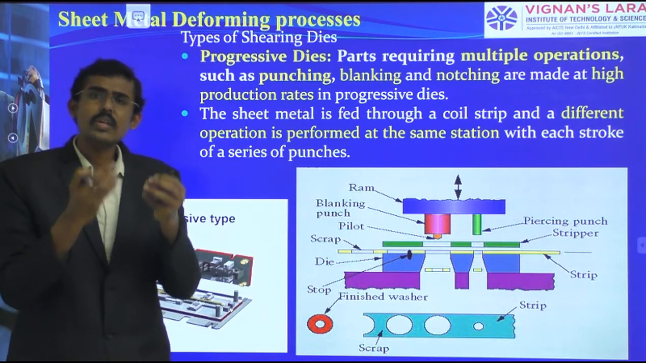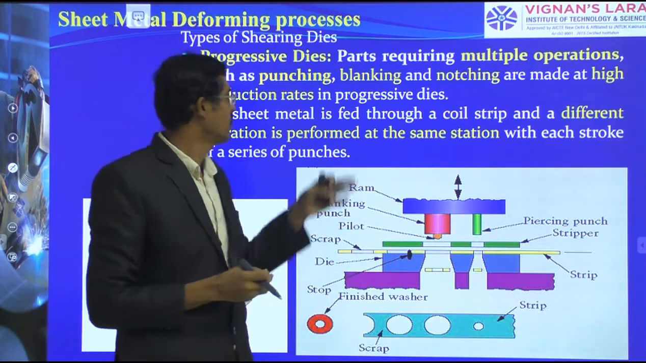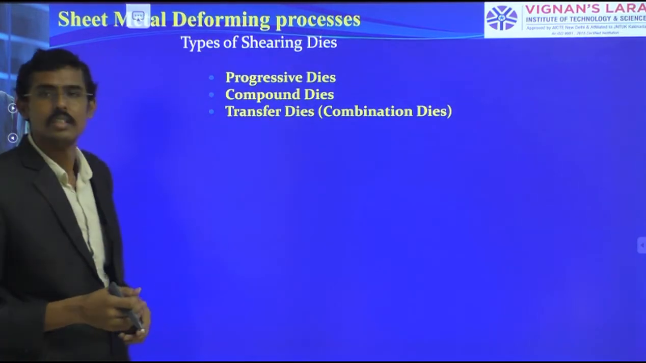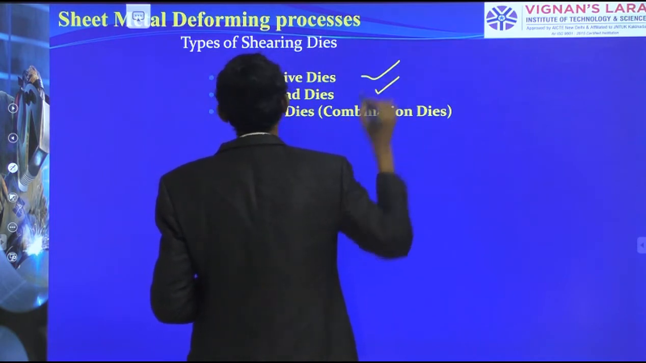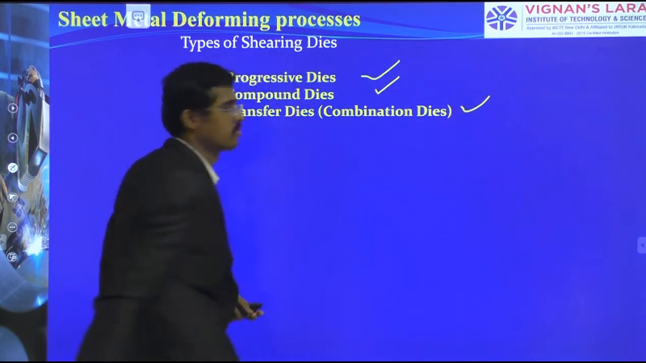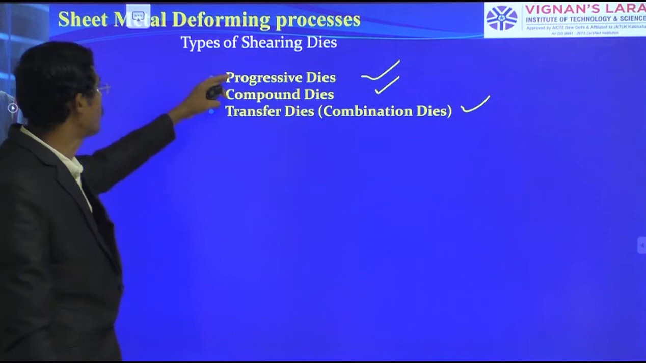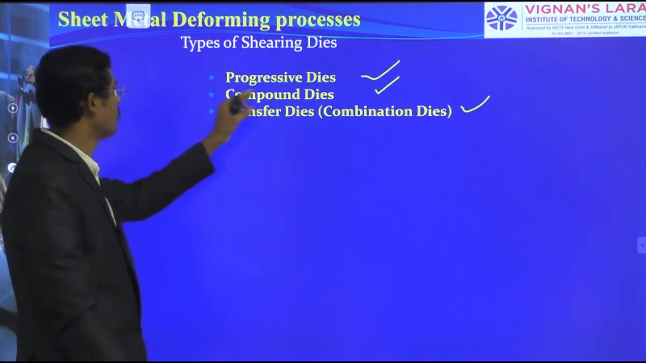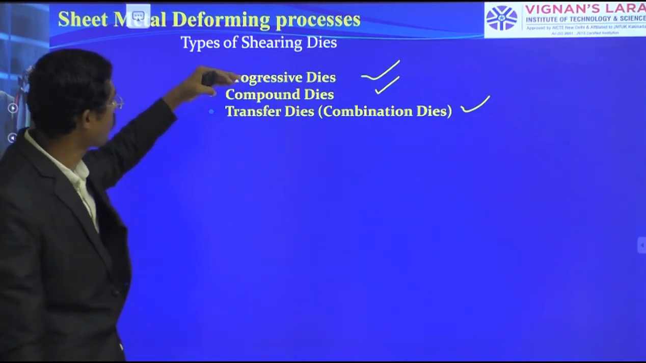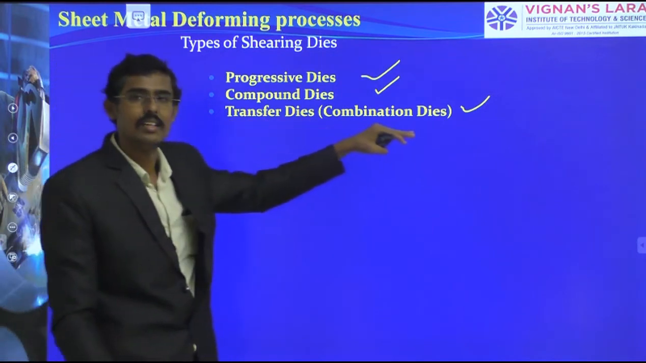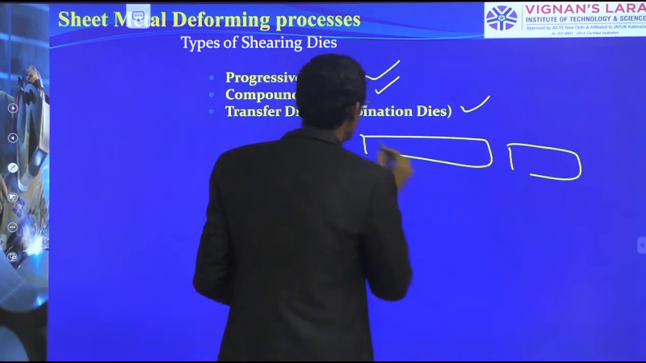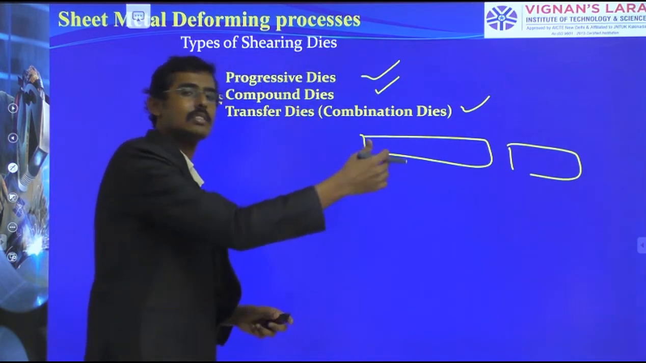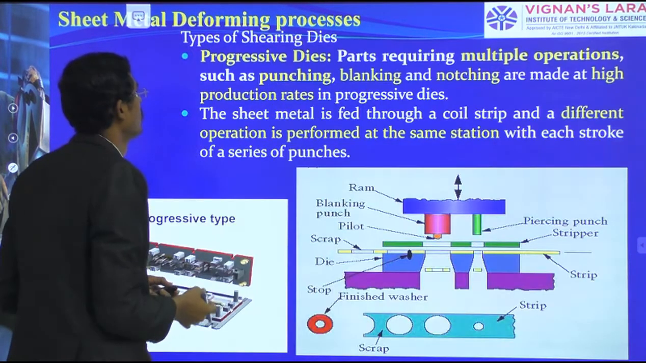We are doing those things using various die operations such as a progressive die, compound die, and a transfer die. The name says everything. A transfer die is the process which is going to travel from one station to another station, so that is called a transfer die. We will see one by one.